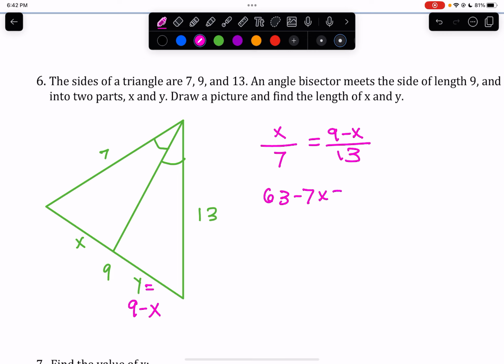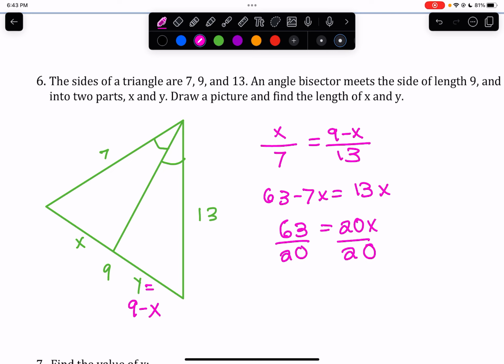63 minus 7x is equal to 13x when we cross multiply. Add 7x to both sides, we get 20x. Divide both sides by 20. We get 3.15. So then that is x. So then y is 9 minus 3.15, which is 5.85.